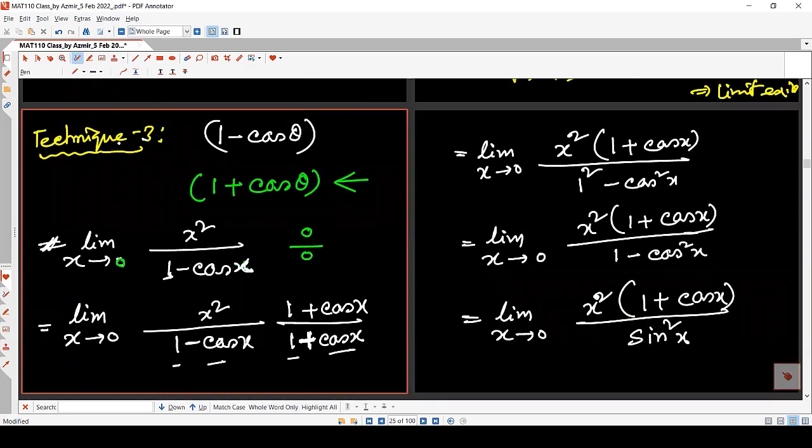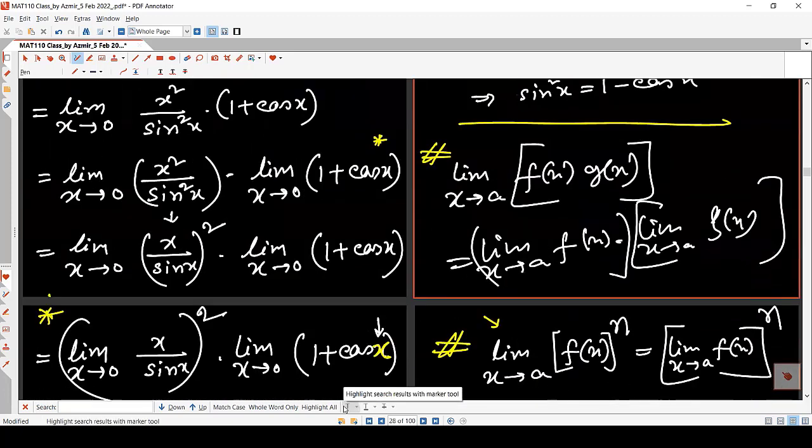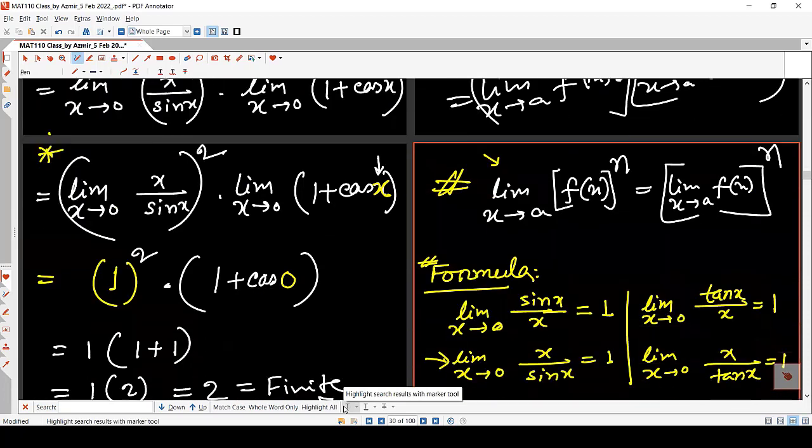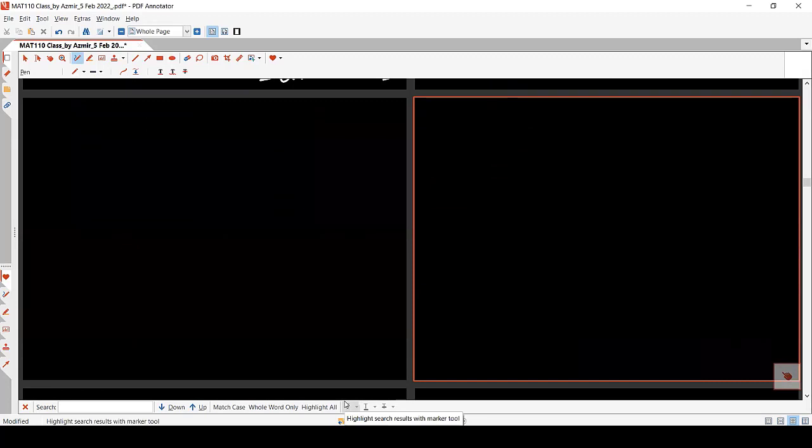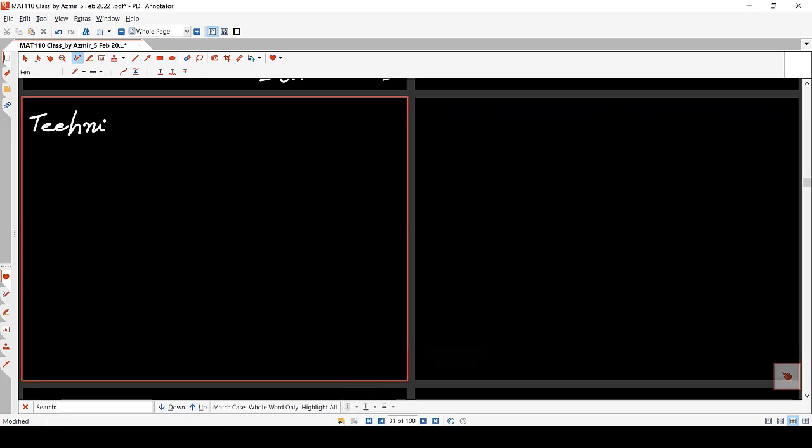I have mentioned this one as technique 3. If we have 1 negative cosine x or cosine theta, we have to multiply this quantity in both the numerator and denominator. Then we will have the simplified version of the given problem. So this is how we can apply the algebraic manipulation technique. Let's have a look at another technique. Let me write this one as technique 4.